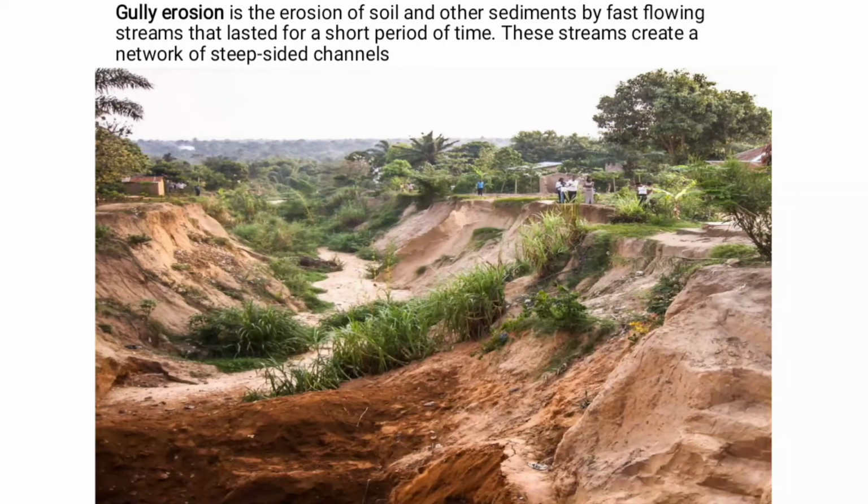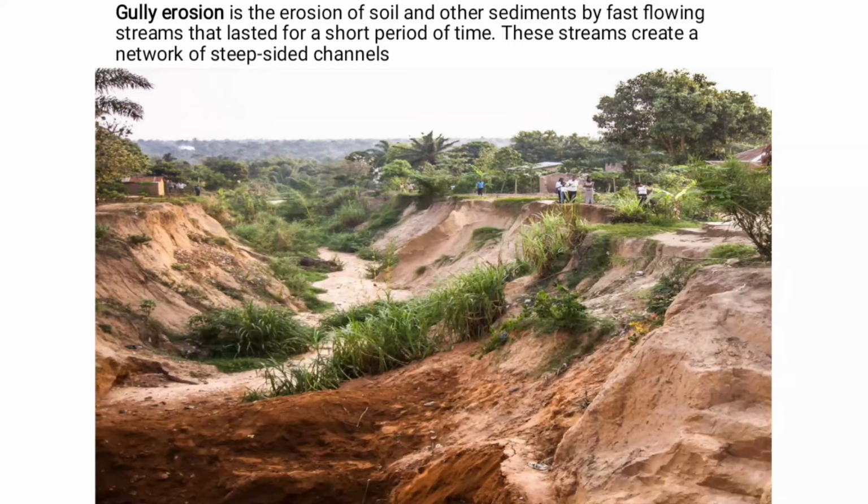Another form of erosion is called gully erosion. Gully erosion is the erosion of soil and other sediments by fast flowing streams that last for a short period of time. This usually happens when there is sudden rainfall, especially in our regions, isn't it? During the monsoon season, sometimes we experience sudden rainfall, and this brings in a huge amount of rainwater, so that sometimes our drains start to overflow into the streets.